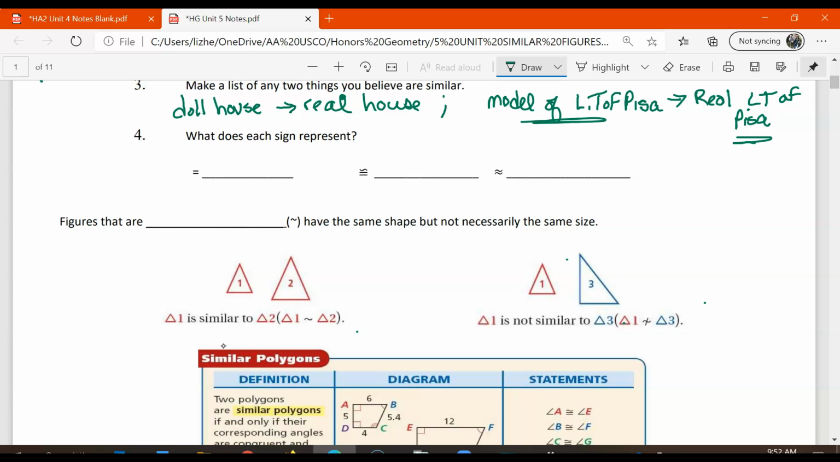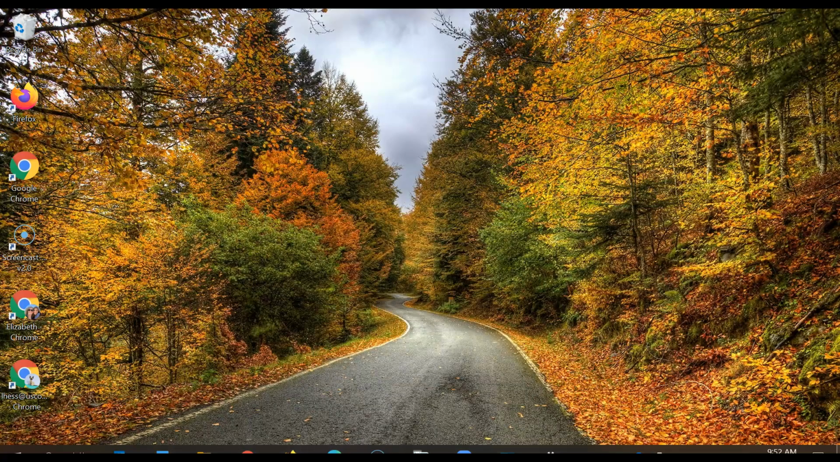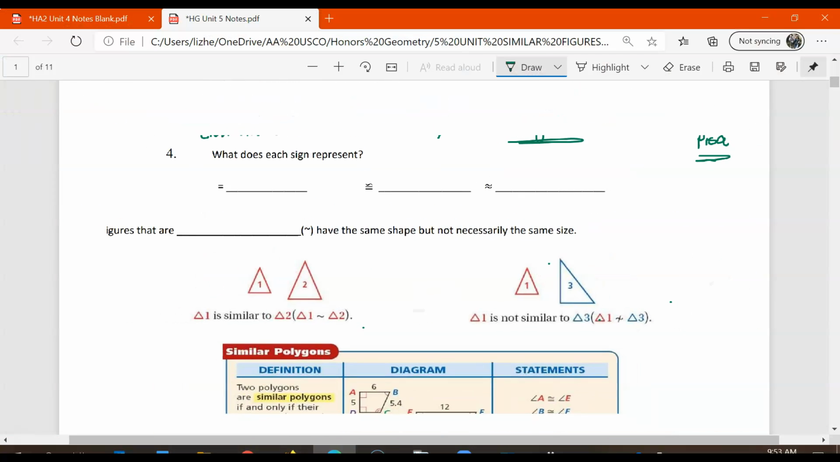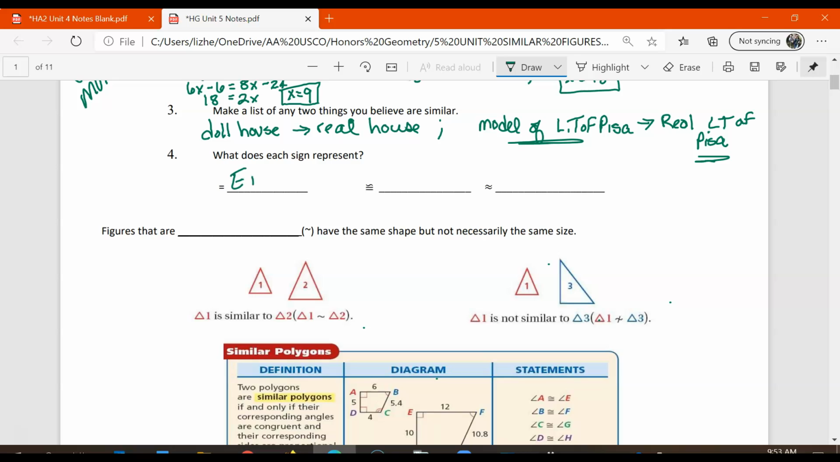Okay, question 4. What does each sign represent? Well, this is, oh my, hold on. Okay, the first one is an equal sign. You should be very familiar with an equal sign. The second one is a congruent sign. Remember, that is when we are using shapes. Shapes are congruent. And then this one is a similar sign, or an approximate.